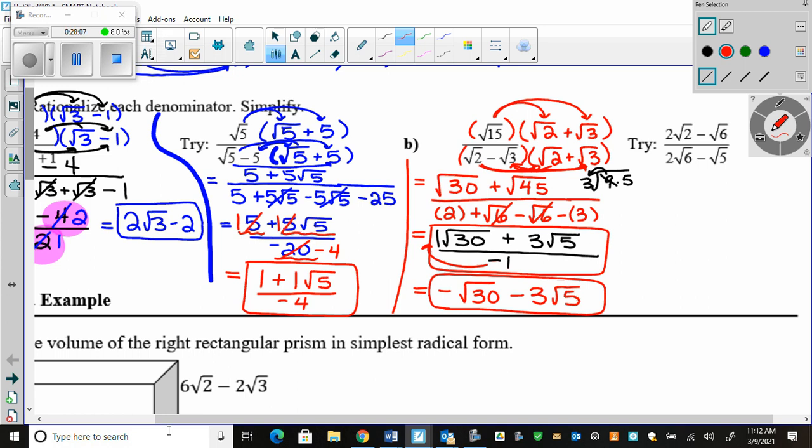You guys are going to try the try. What's different with the try? The numerator has 2 terms this time, so you're going to have to FOIL the numerator as well, not just the denominator. Okay, so try the try.